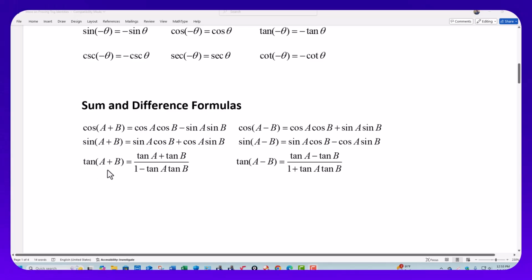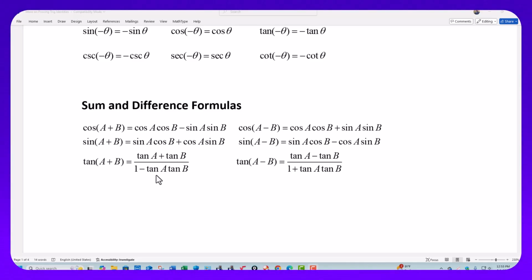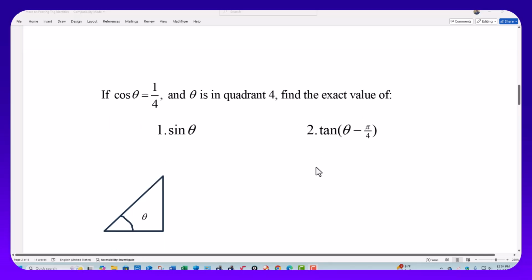And then for tangent of a plus b, again, difference in signs: tangent of a plus tangent of b over 1 minus tangent of a, tangent of b. And for the difference, tangent of a minus b is tangent of a minus tangent of b, and then it's over 1 plus tangent of a, tangent of b. Now for one of the problems we'll look at, we'll be using this last one here. Tangent of a minus b is equal to tangent of a minus tangent of b over 1 plus tangent of a, tangent of b. So let's look at the problem here.